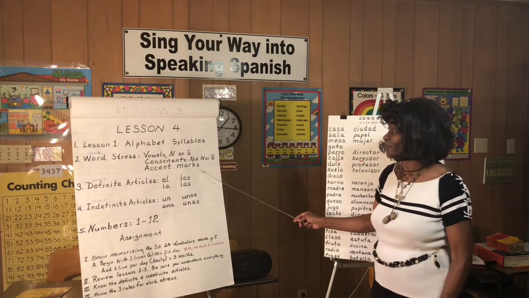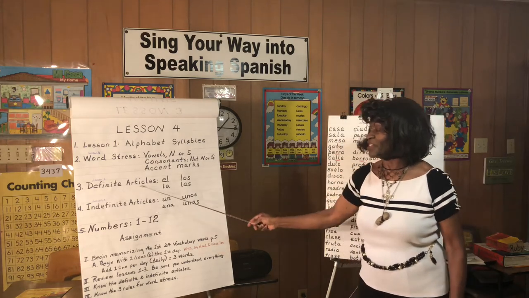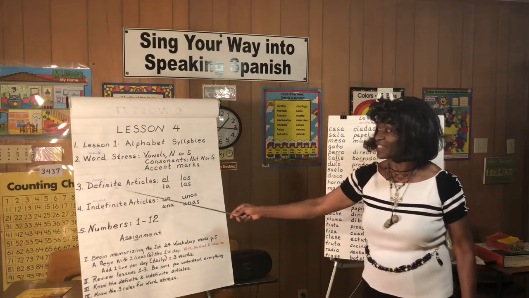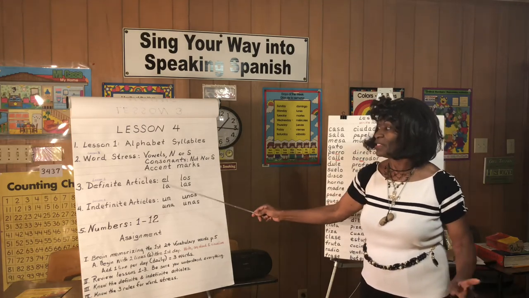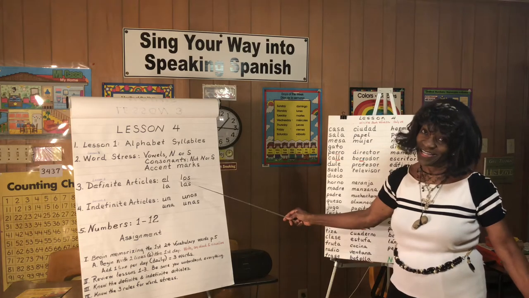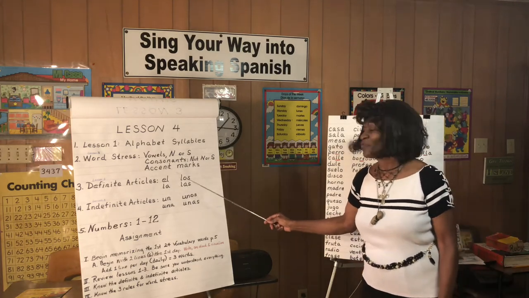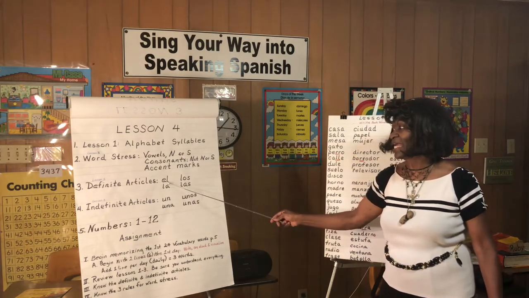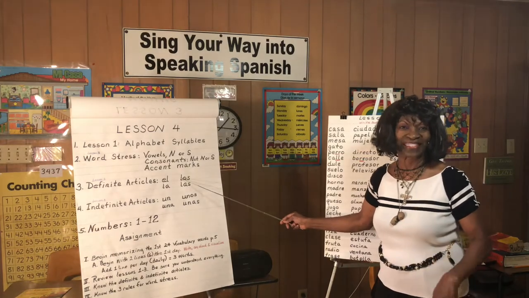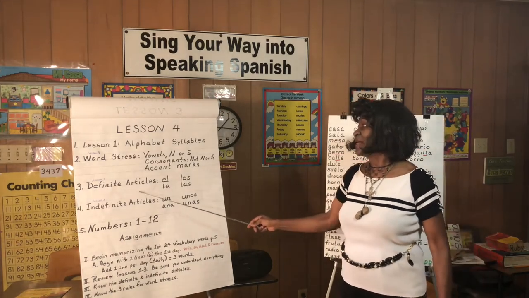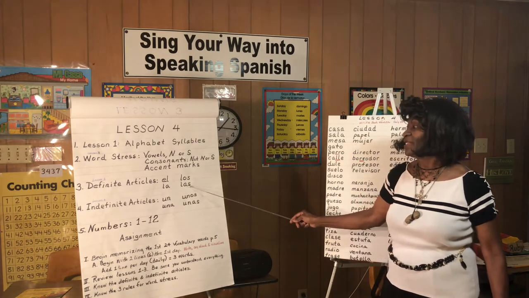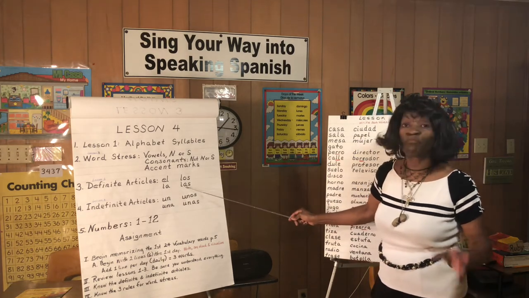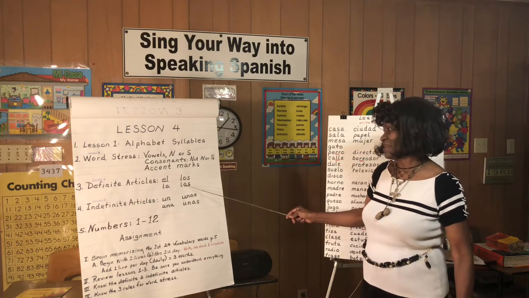If the word doesn't use either one of the rules, one or two, we're going to use accent marks on that word. And don't forget to review your definite articles that we had in lesson two. We have four. The definite article in English is the, but in Spanish, we have a singular masculine, el, a plural masculine, los, a feminine singular, la, and a feminine plural, las.